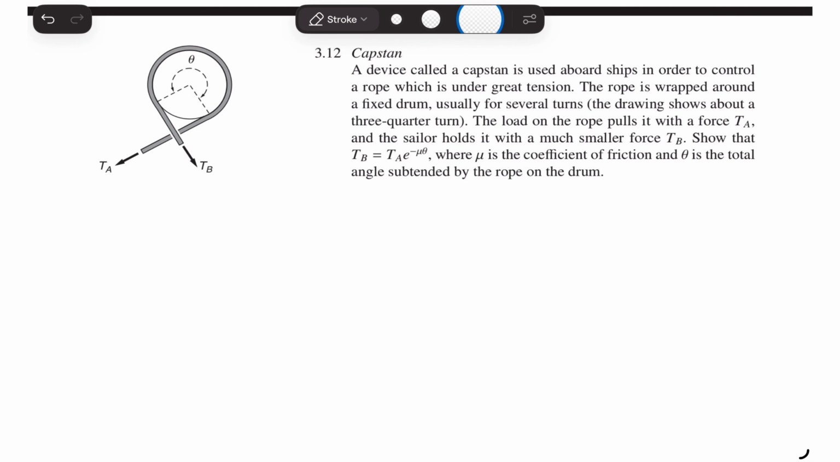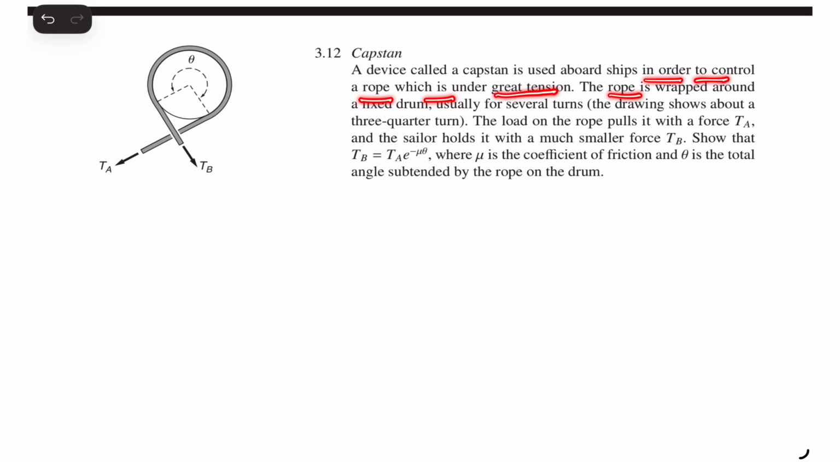It says a device called Capstan is used aboard ships in order to control a rope which is under great tension. This rope is wrapped around a fixed drum, usually for several turns. The drawing shows about a 3/4 turn. The load on the rope pulls it with a force T_A, and the sailor holds it with a much smaller force T_B. Show that T_B equals T_A e to the power minus mu theta, where mu is the coefficient of friction and theta is the total angle subtended by the rope on the drum.